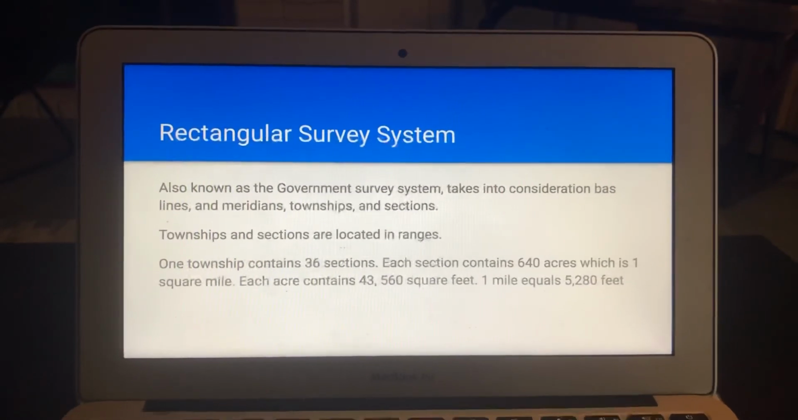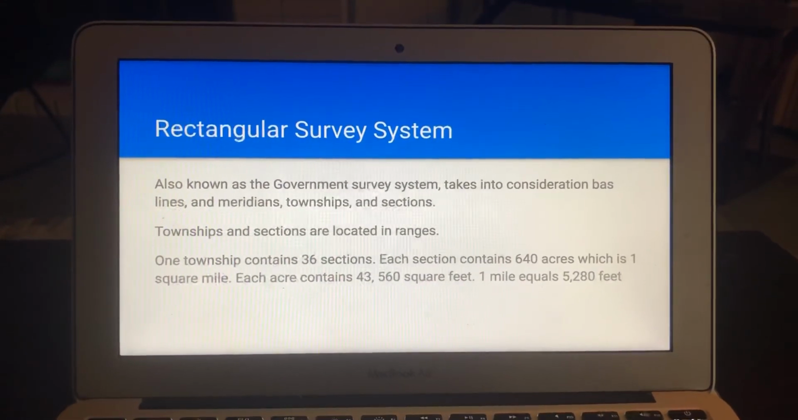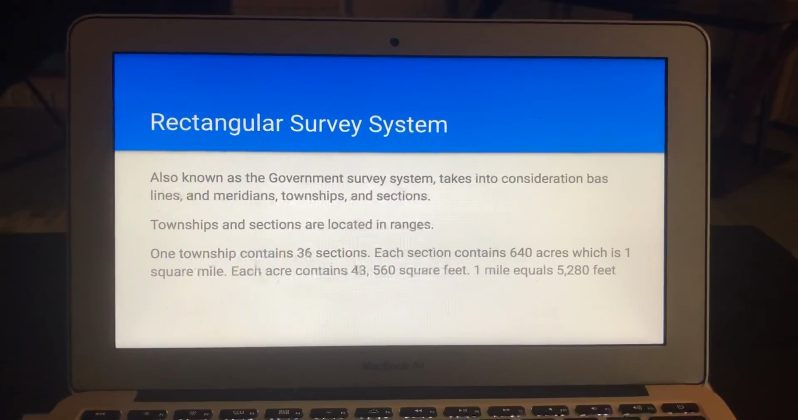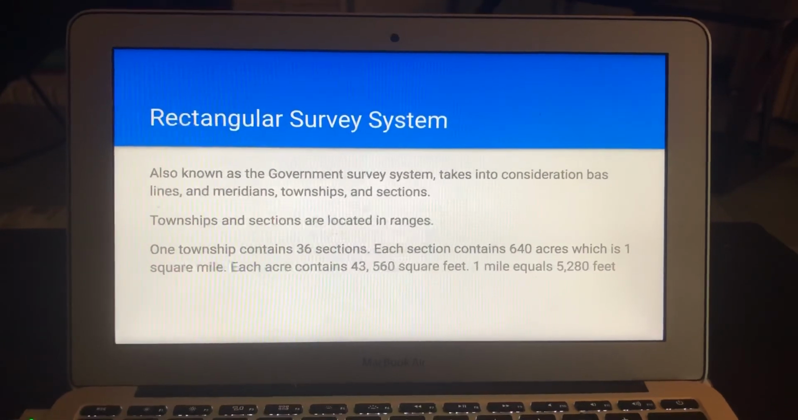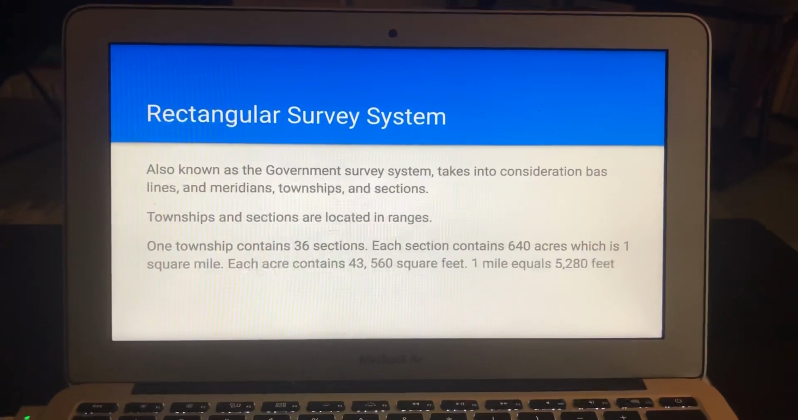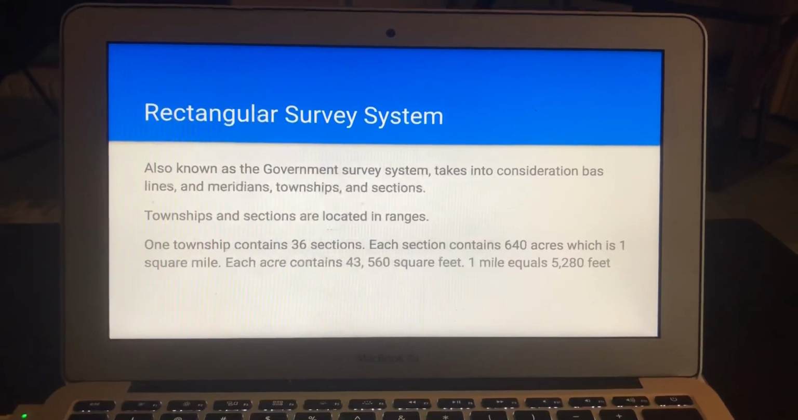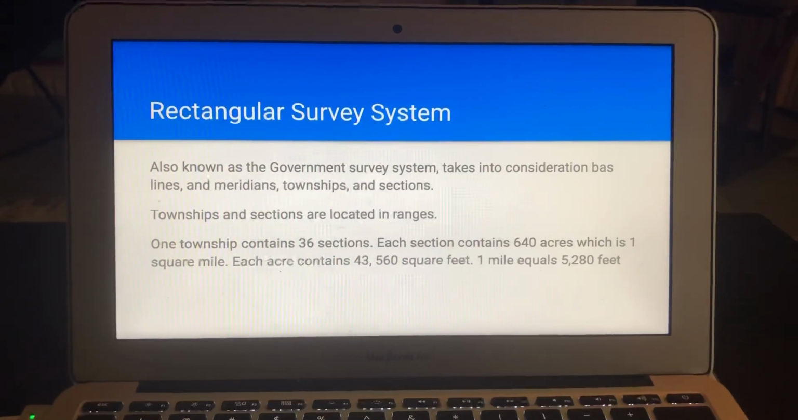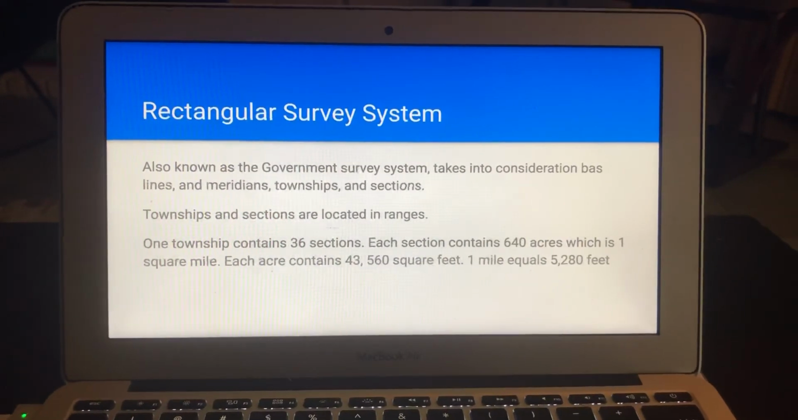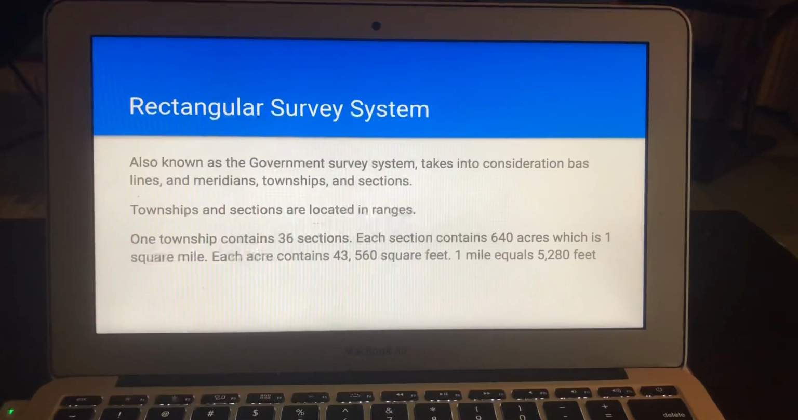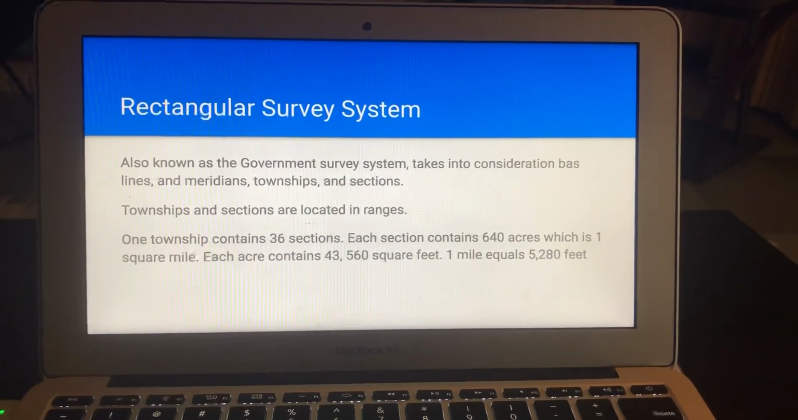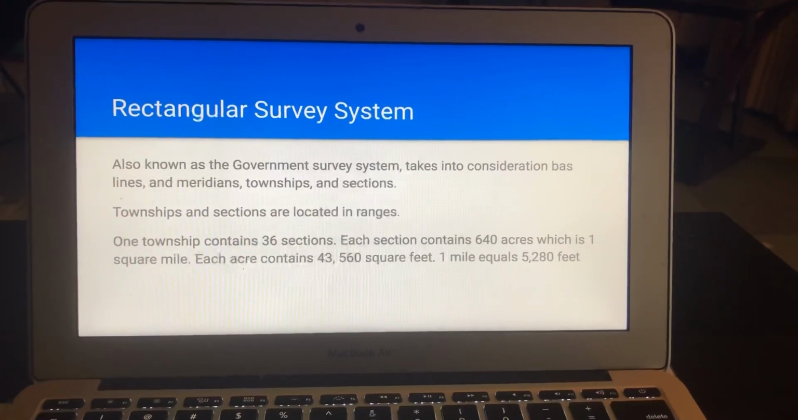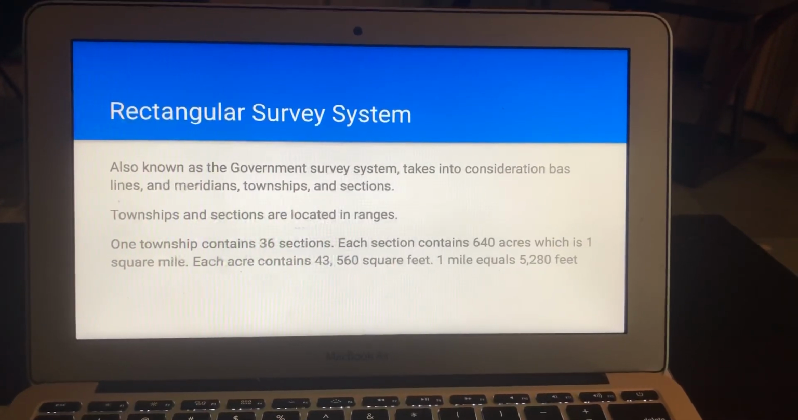And then you have the rectangular survey system, also known as the government survey system. It takes into consideration baselines and meridians, townships, and sections. Townships and sections are located by range, so you'll see a little system with squares here. One square is a township, and it contains 36 sections. Each section contains 640 acres, which is 1 square mile. Each acre contains 43,560 square feet.